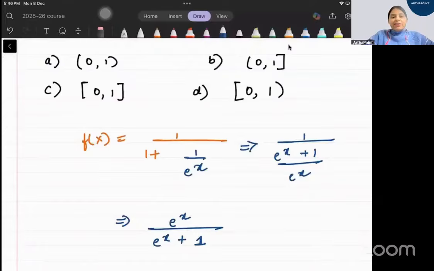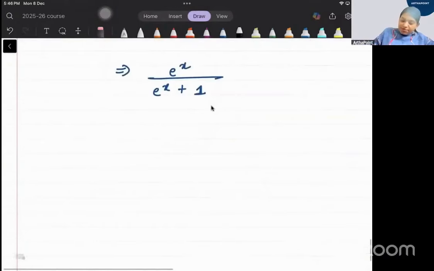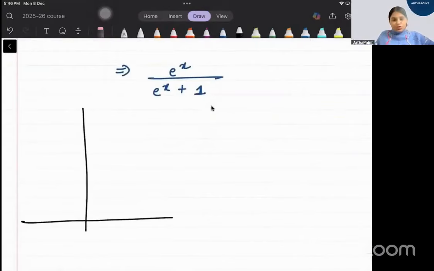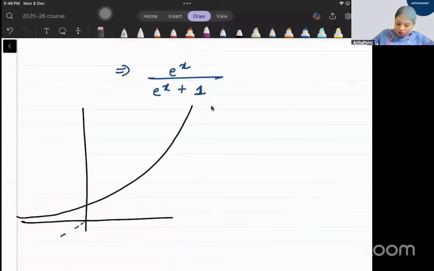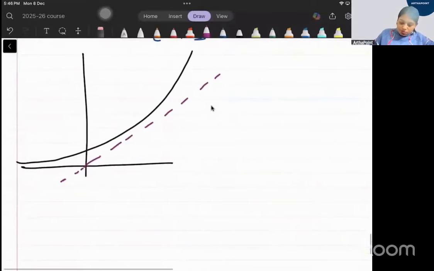Now, once you have simplified this function, the next thing is that you should know how these exponential functions look. The log or exponential graph should be on the tip of your mind, on the tip of your head. So if I look at my exponential function, it looks like this. And if I look at my log function, my log function looks like this.